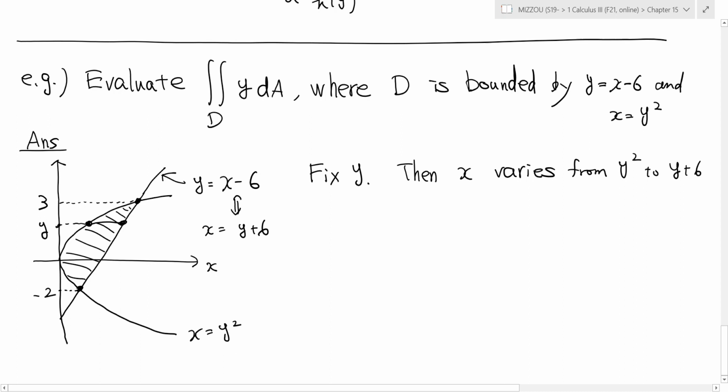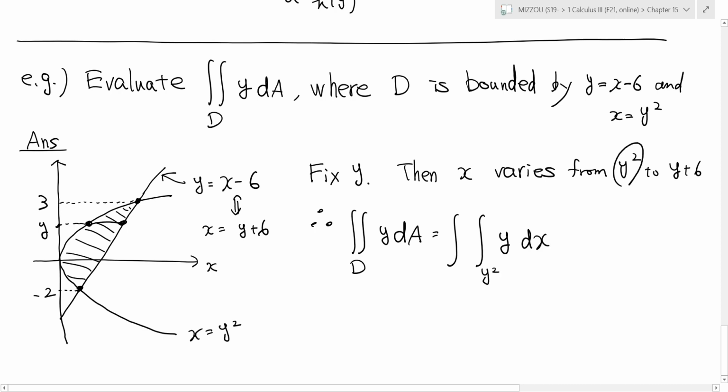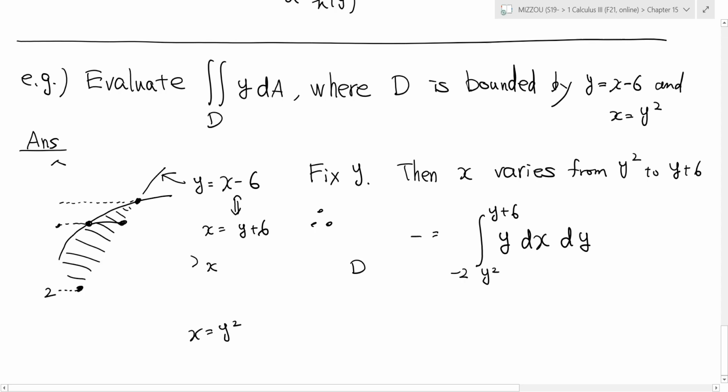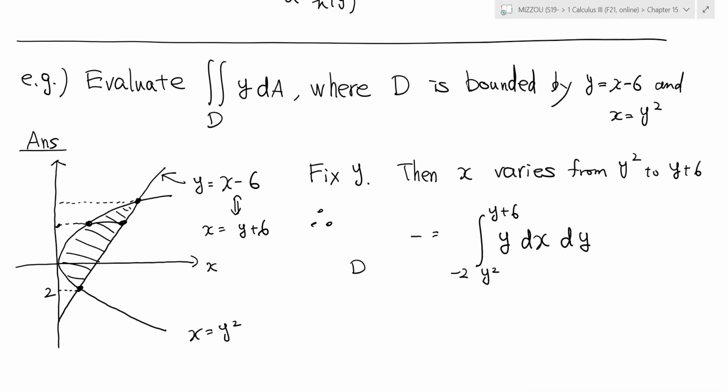Okay, so therefore, the given double integral is written as the double integral of y, and you integrate with x, that's from y squared to y plus 6, and then you integrate with y, and then y is from here. Those numbers you have to calculate. You have to actually compute the points of intersection.